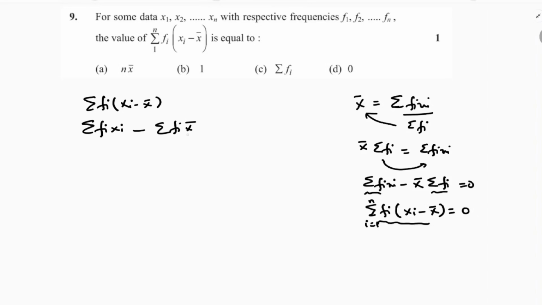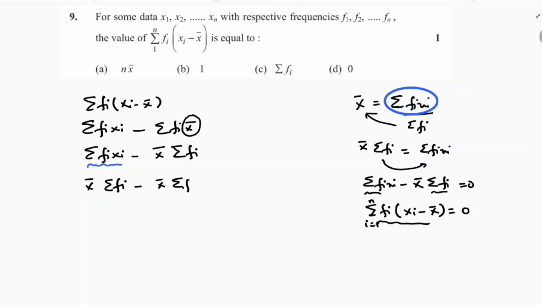Now see here, x bar is a mean value, it's a constant. So you can write summation fi xi minus x bar times summation of fi. Now if you observe, the value of summation fi xi is x bar times summation of fi, minus x bar summation of fi. So the answer is 0. So the correct option is D.